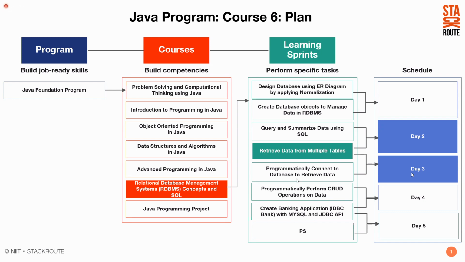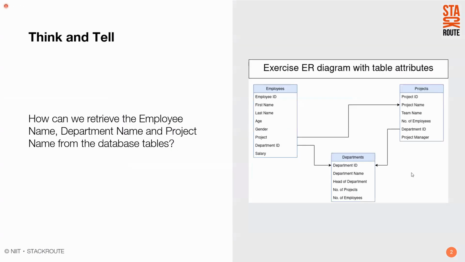So the topic for today's discussion is retrieving data from multiple tables. Till yesterday, we were retrieving the data, filtering the data, and finding the aggregate functions of data with one table. If I want to pull the data from multiple tables, two or more tables, what concepts will be used? How can we retrieve the employee name, department name, project name from database tables?